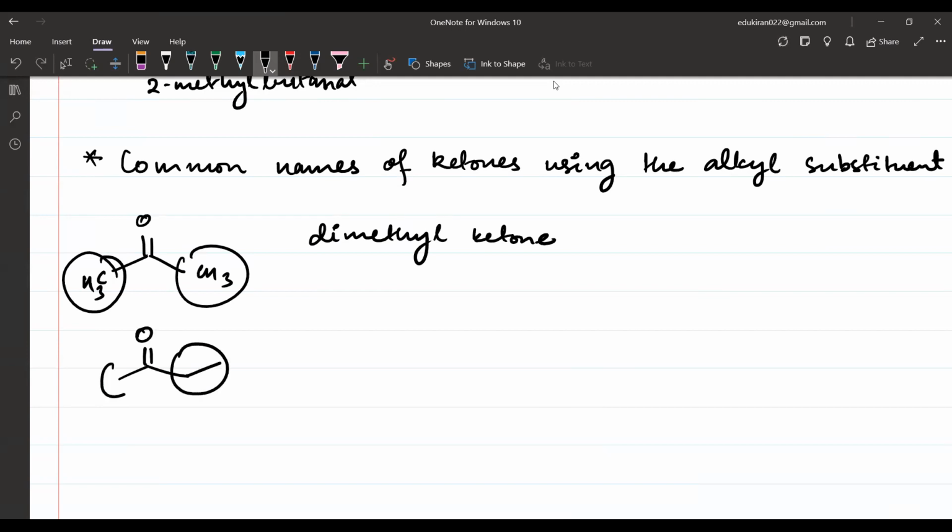Then if you have something like this, now this is ethyl, this is methyl. So in ethyl methyl, E comes first, so this will be ethyl methyl ketone. Okay, so now how will you make the structure of a ketone? For the ketone, first make C double bond O. Then for ethyl, 1 and 2 carbons, and for methyl, 1 carbon. That's it. This is your ethyl methyl ketone.